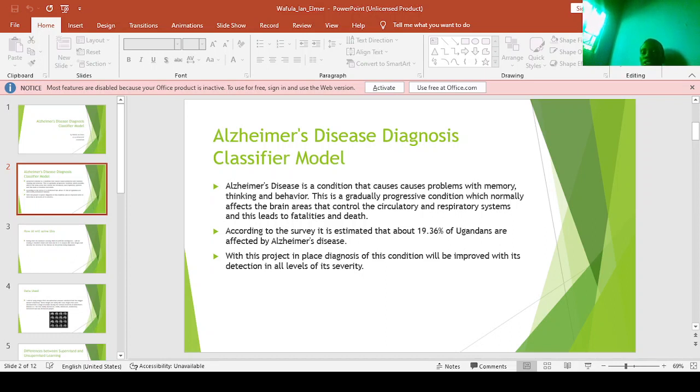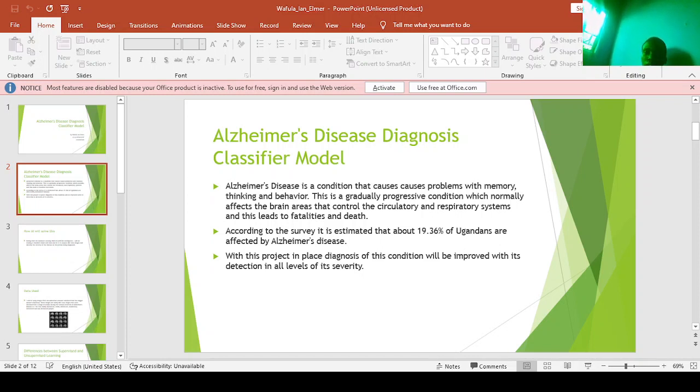It's a disease that affects the brain gradually, and in the process it normally affects the brain areas that control the circulatory and respiratory systems. And once these two vital organ systems of the body are affected, it can easily lead to fatalities and death.